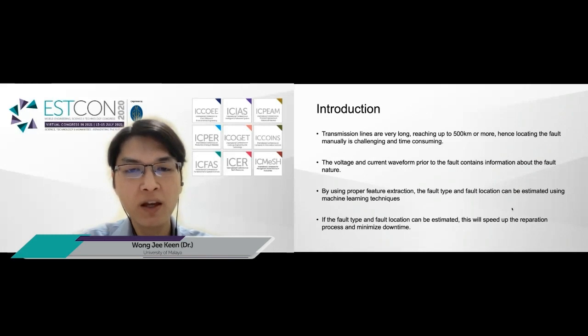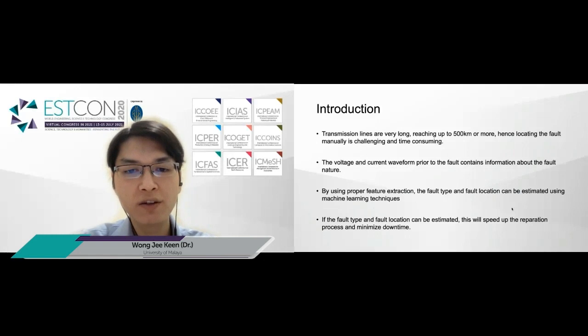Right? The voltage and current waveforms shortly before the fault have some information. This information may be difficult for humans to detect, but with a well-trained machine learning model, you can get some insights on the nature of the fault. By using proper feature extraction, the type of fault and also the fault location can be roughly estimated using machine learning techniques, which is much better than manually trying to search for the fault location.